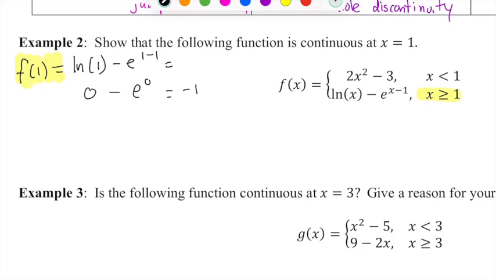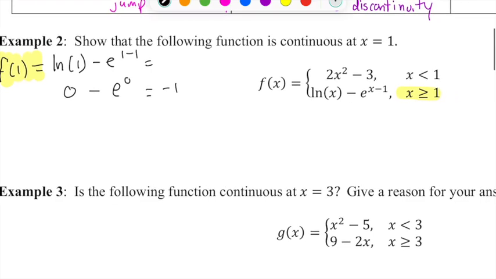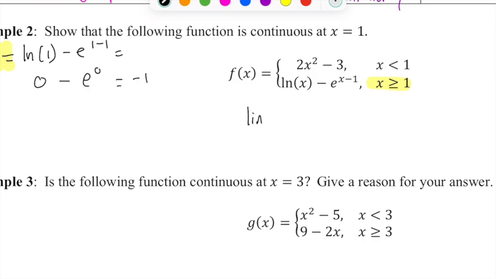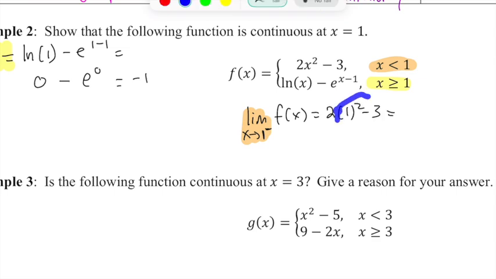So we have to show that the limit exists now. So let's do the left and right hand limit. I'm going to do the left hand limit here. Limit as x approaches 1 from the left. We will highlight this in orange. So substitute 1 in for 2x squared minus 3. And so we have 1 squared, which is 1, times 2 is 2. And then we have 2 minus 3 is negative 1.